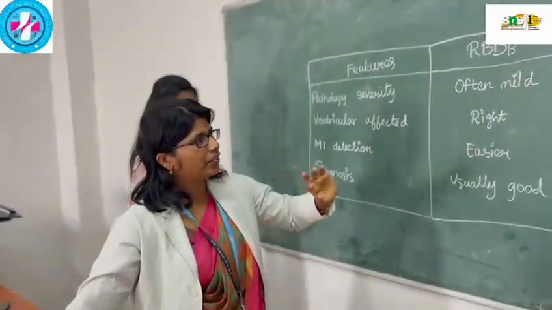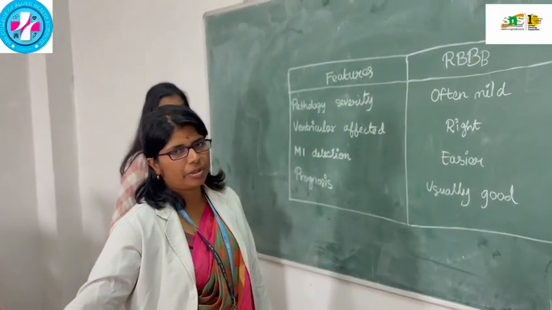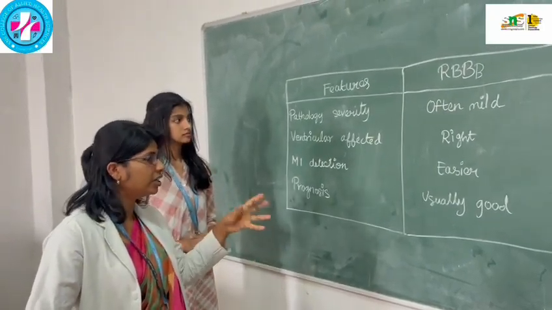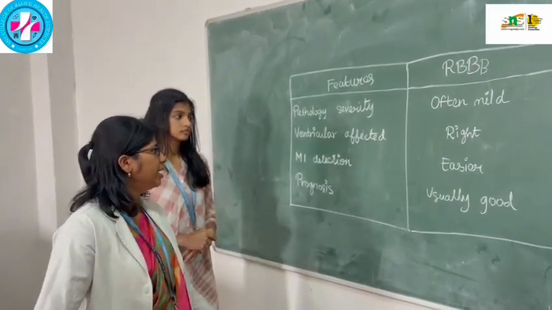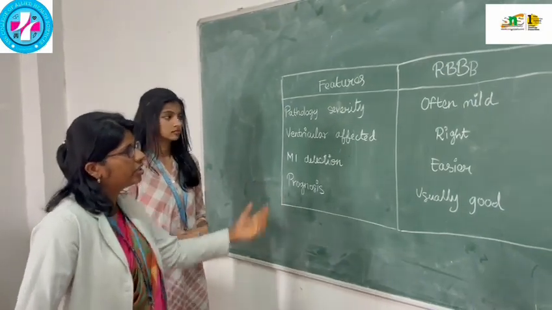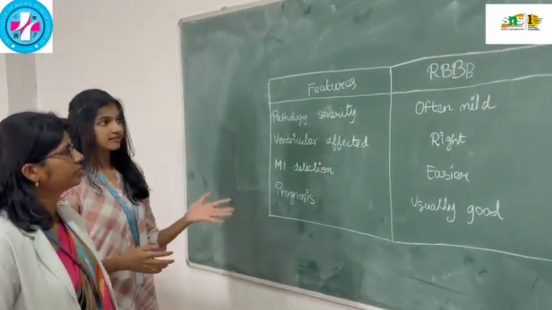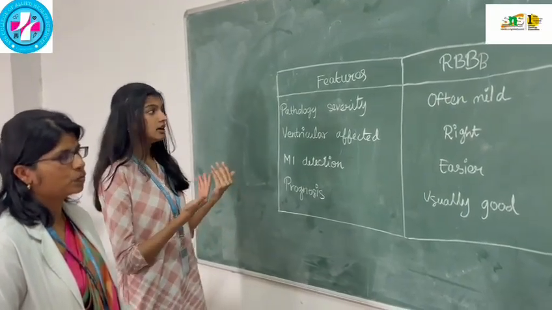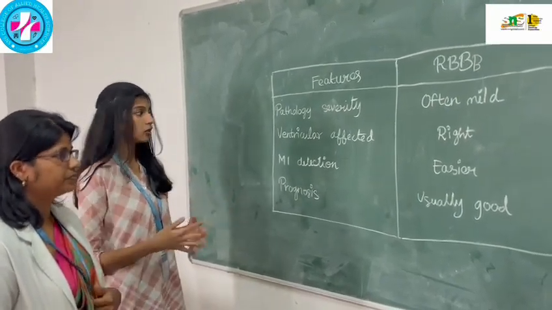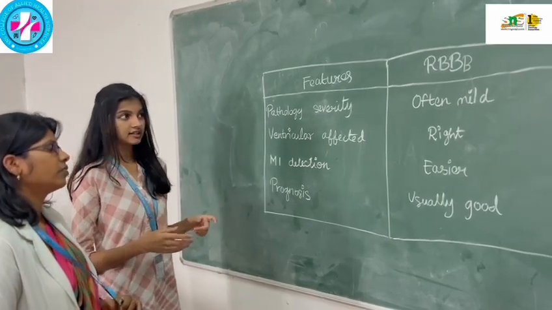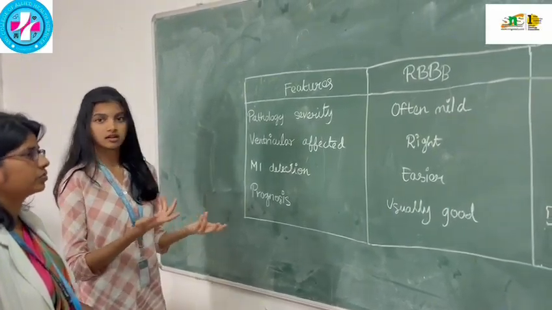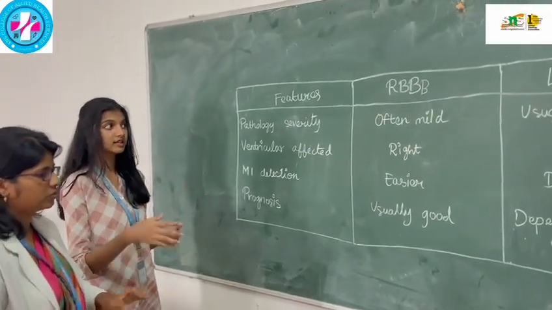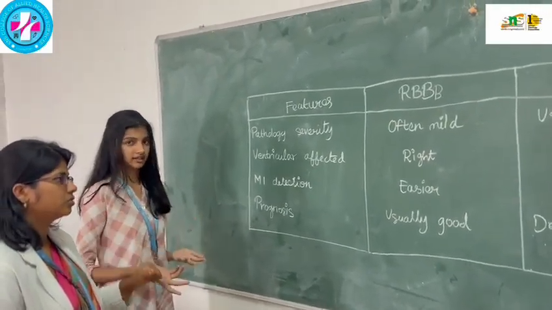Here is the final summary about LBBB and RBBB, differentiating their features including pathology, ventricular effect, conduction effect, MI detection and prognosis. Basically, the severity of left bundle branch block is more significant and more severe than right bundle branch block, which is often more mild. In left bundle branch block the left ventricle is affected, and in right bundle branch block the right ventricle is affected.